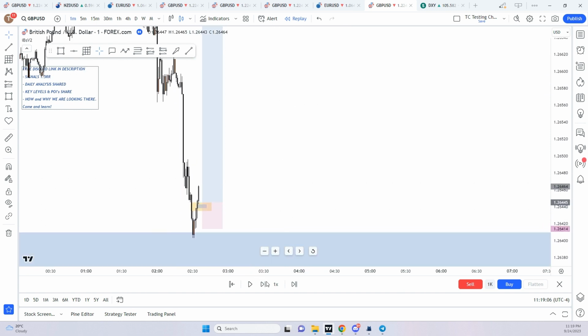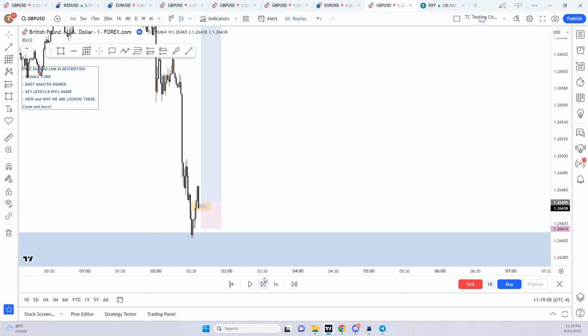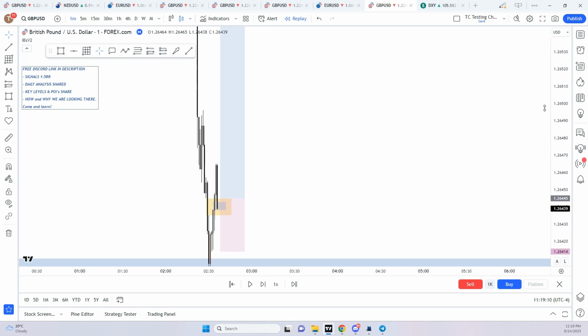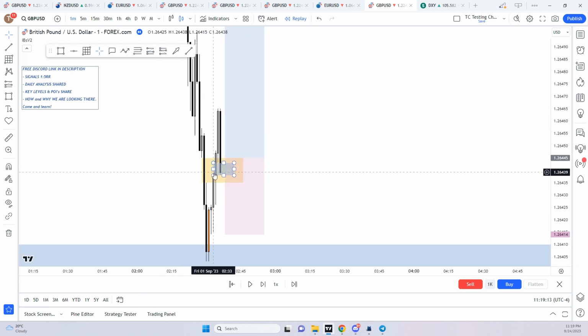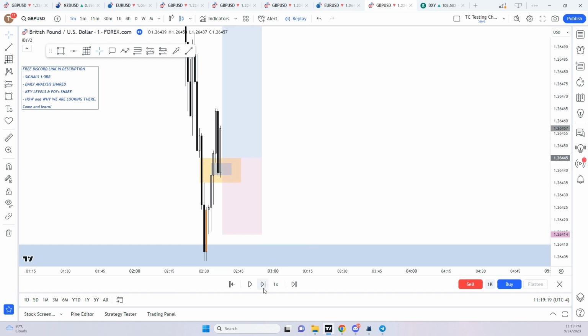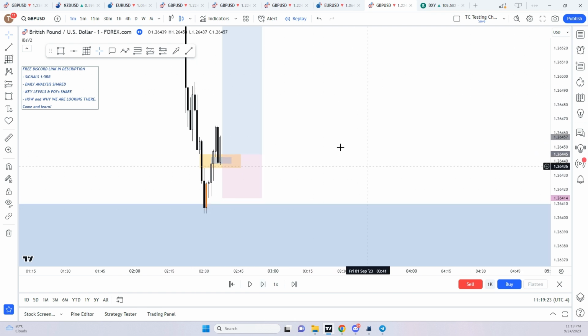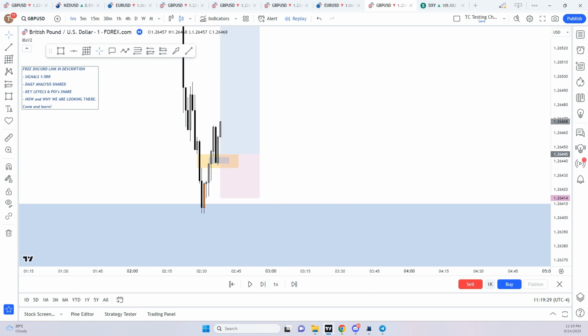So let's wait for price to tap in. As you can see there, we tap in and we close, and the bodies of the candles are respecting the inversion as well as the regular fair value gap. So this is giving us a good idea that our trade idea is going to potentially play out.